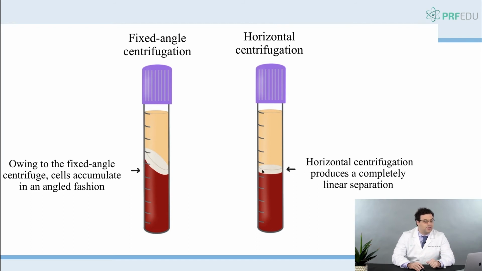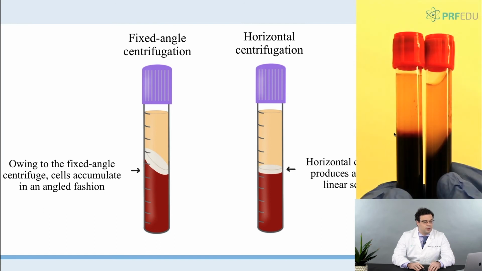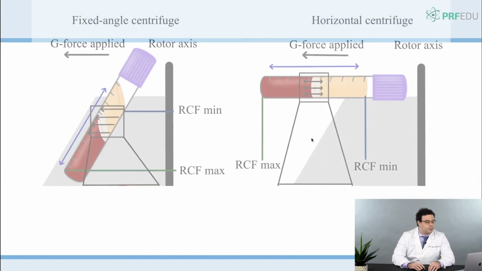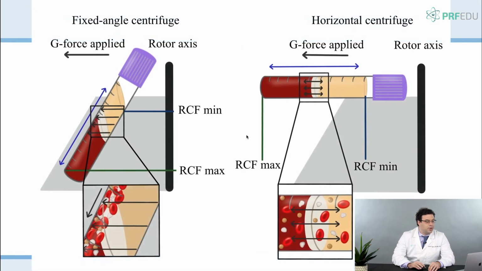And the advantage of having this clean separation now is, of course, it's much easier to separate the layers. But more importantly, like I said, the cells are not getting banged up on the back walls here. They're really separating horizontally. So that's what a horizontal centrifuge separation looks like versus a fixed angle. And this is the big one. Like I said, this is probably one of the most important figures that we've been able to generate in our team.